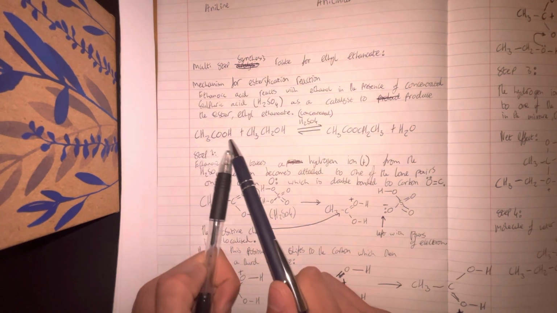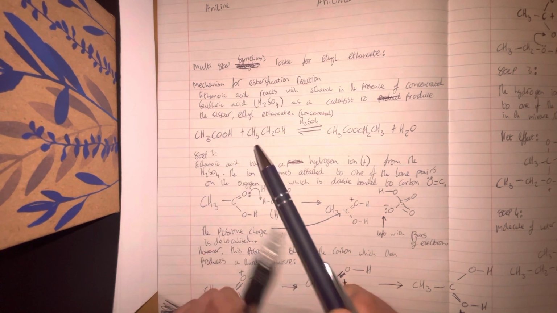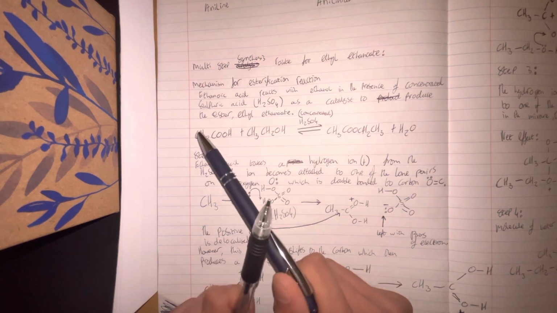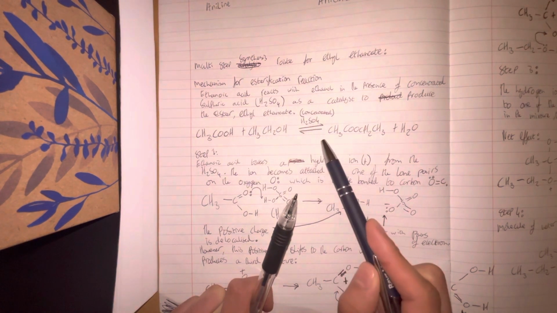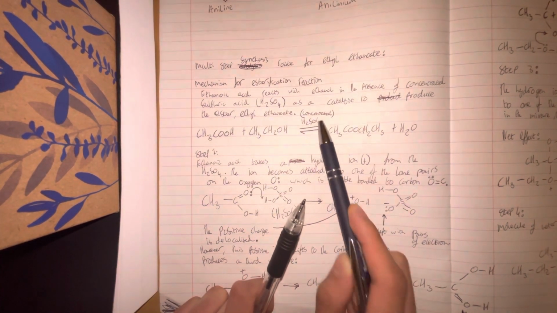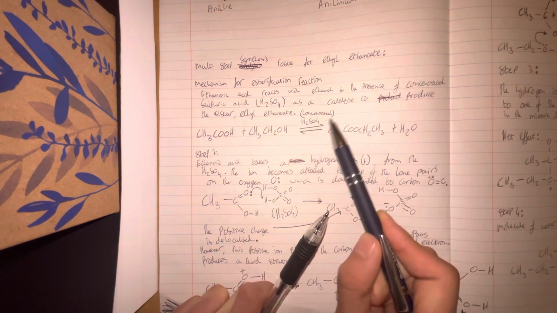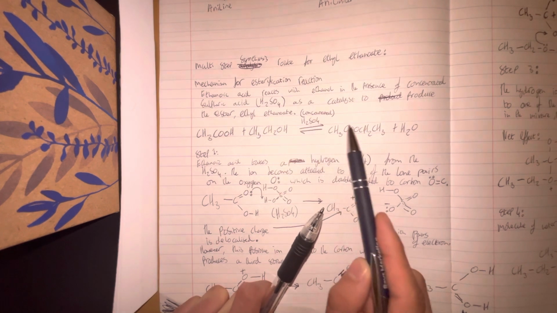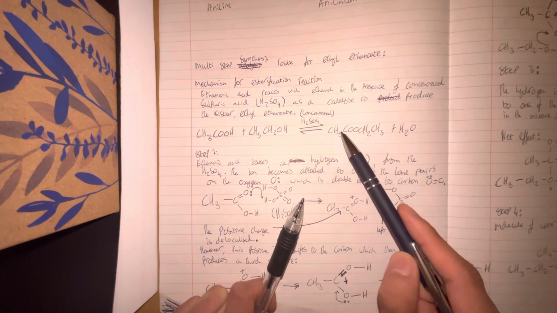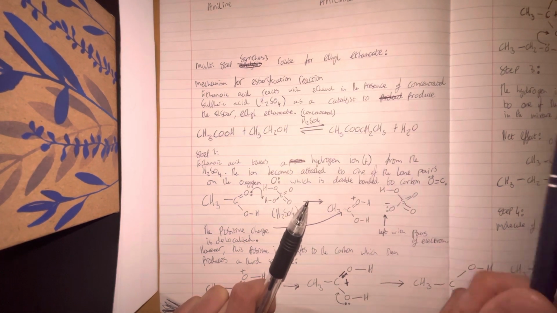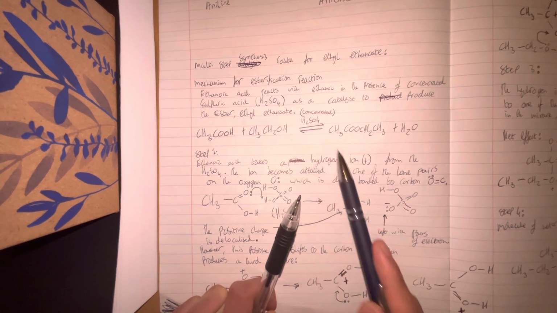So here we have ethanoic acid, ethanol, and we put in concentrated sulfuric acid. This is an equilibrium, so the reaction can go both ways. This then creates ethyl ethanoate as well as water. So water and ethyl ethanoate mixed in with H2SO4.